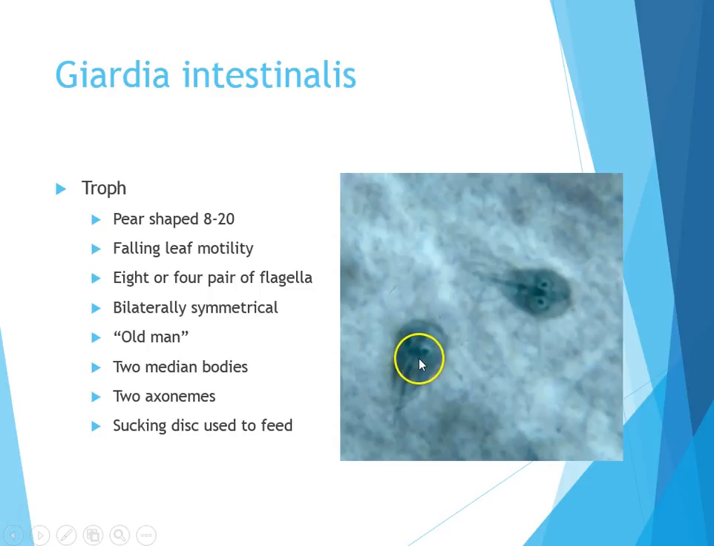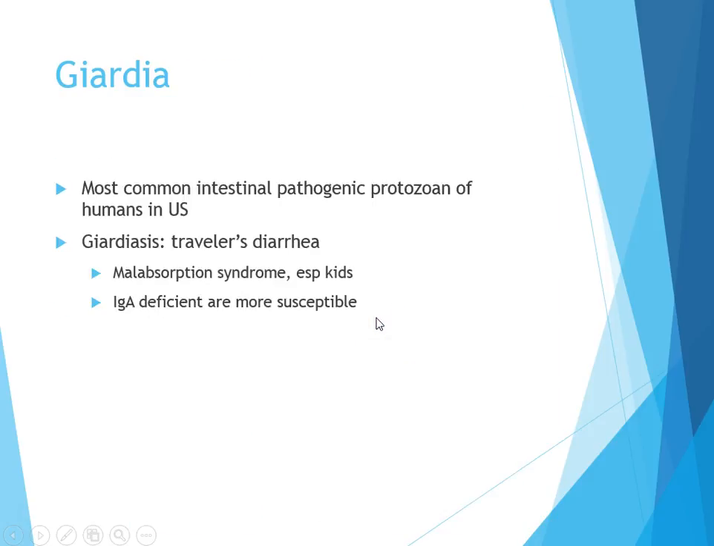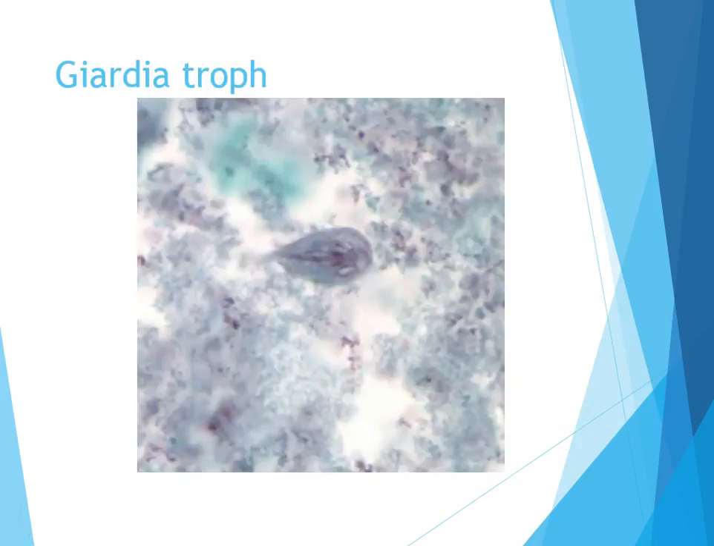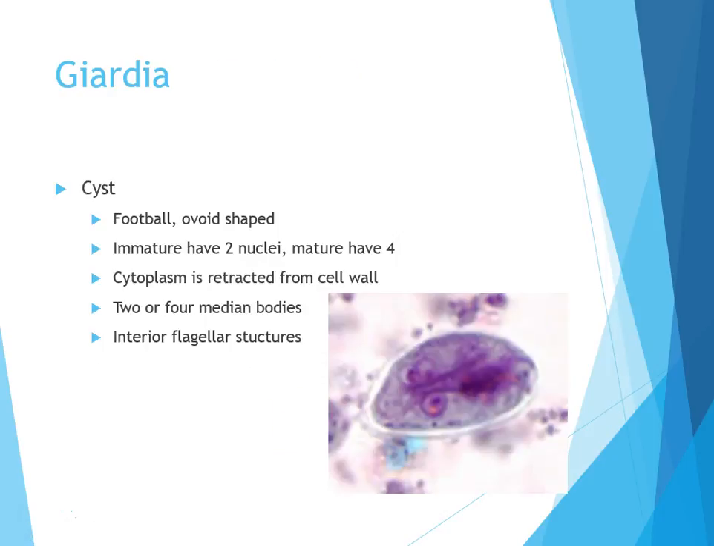It's supposed to look like an old man, these nuclei being the eyes, and then I think the flagella are supposed to look like a beard, maybe all these flagella coming off the end. It has 2 median bodies, 2 axonemes, and a sucking disc that's used to feed and to suck onto the patient's body. This is the cyst, and the cyst also is bilaterally symmetrical. They're oval, they look like a football.